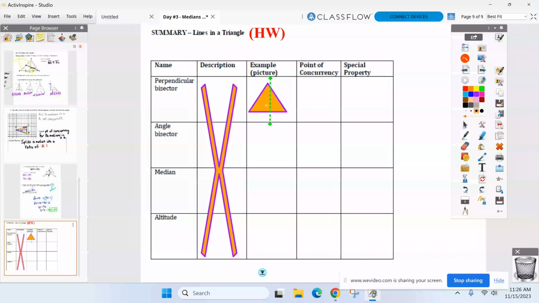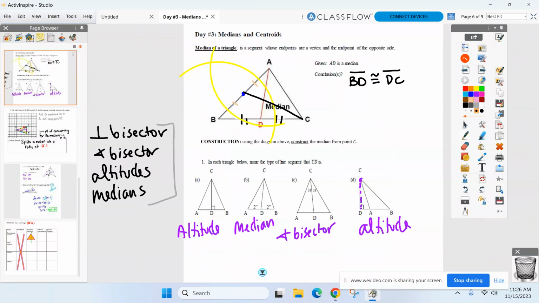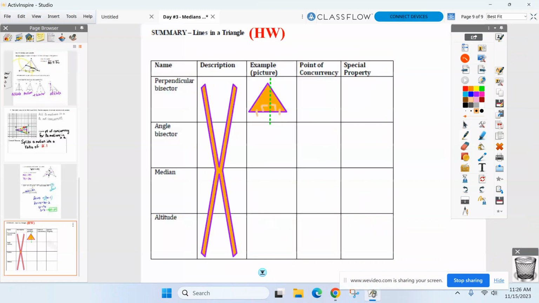Everyone putting right angles there? Mine's not really drawn to scale, and hash marks, hopefully. That's a perpendicular bisector. Okay, hey, question. Let's see if we really know what's going on. Does it have to come from a vertex? No, that's the only one that does not have to come from a vertex. The other 3 have to come from a vertex, remember.